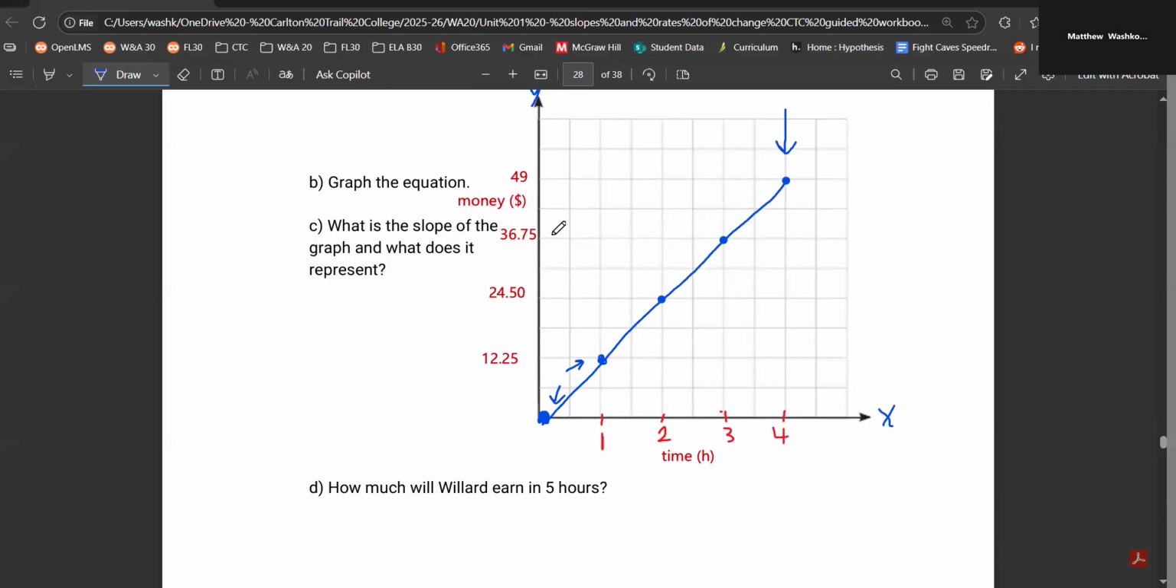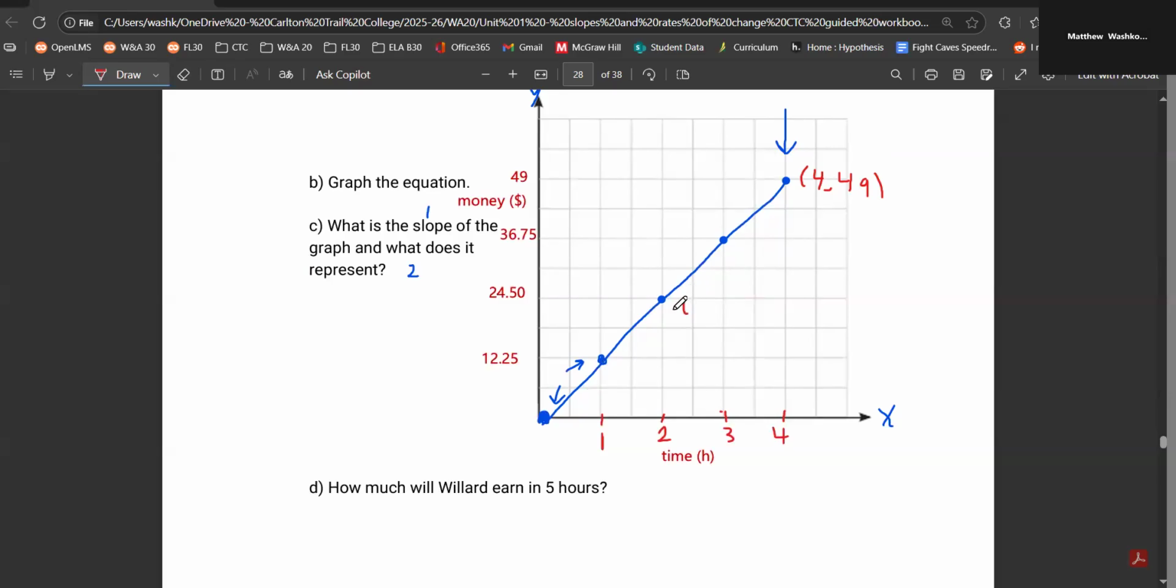Now, what's the slope of the graph and what does it represent? So 2 questions here, right? What's the slope and what does it represent? First thing is, what's the slope? You might just know it immediately in your head, and if that's the case, that's fine. But let's pick 2 points. I'm going to pick this point, where X is 4 and Y is 49. And I'm going to pick this point. Sure, why not? You can pick any other point here.